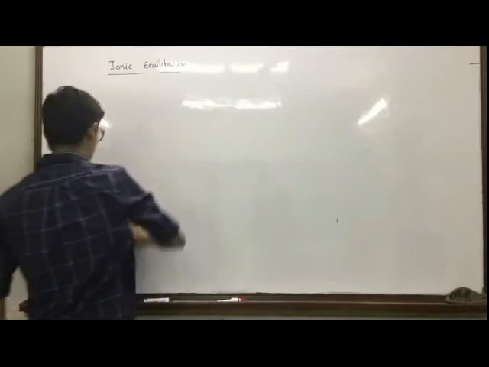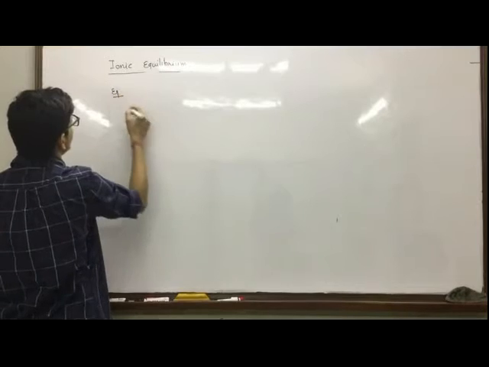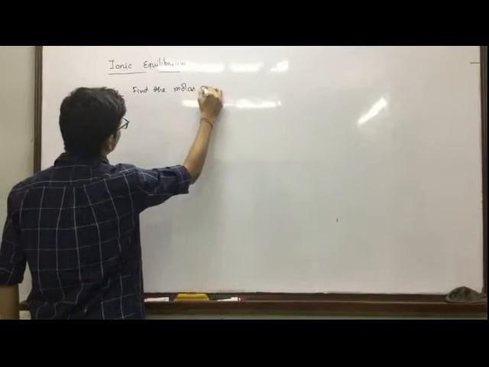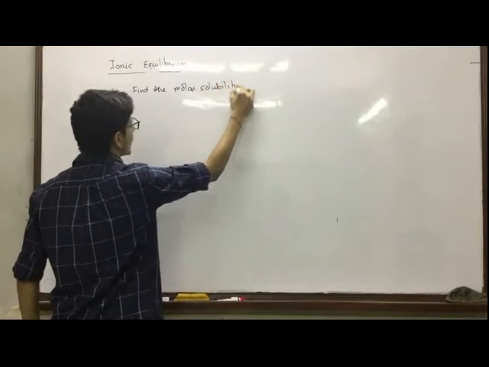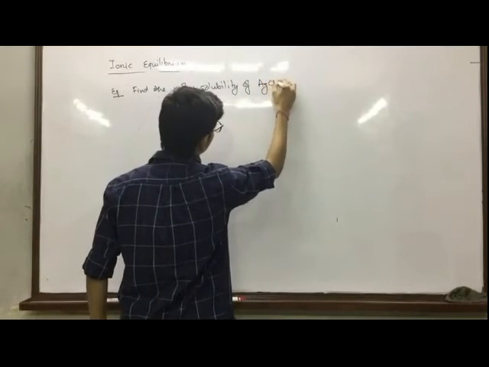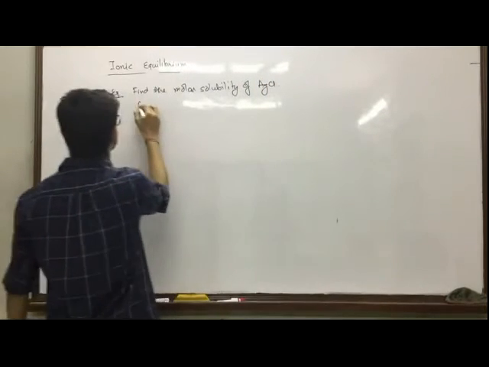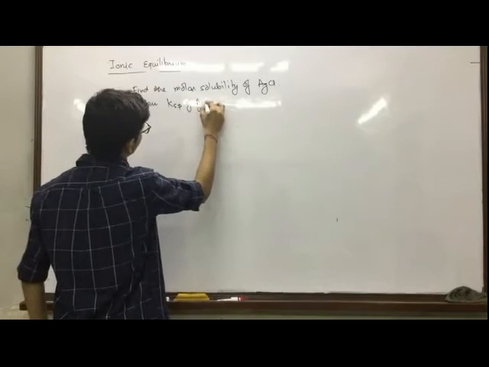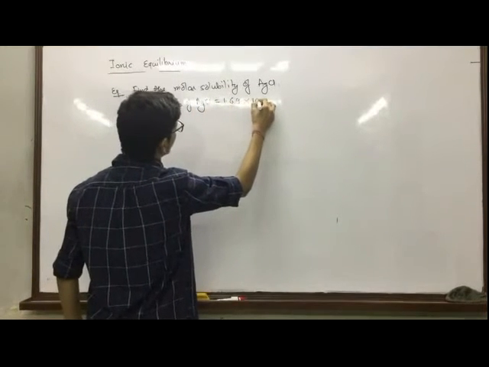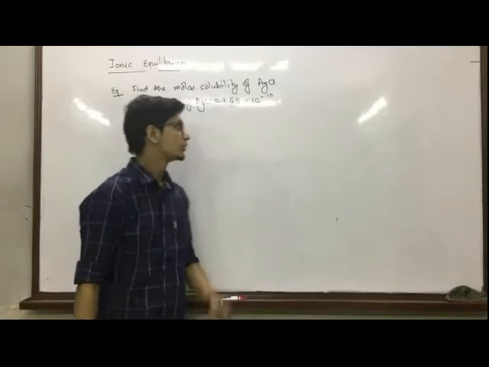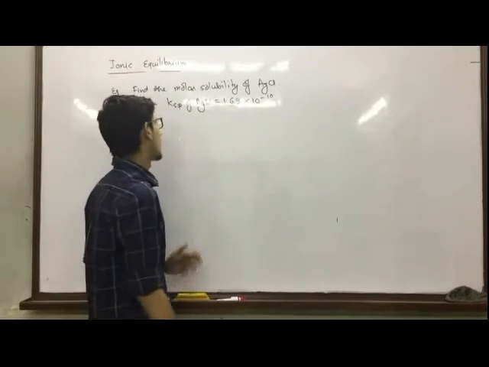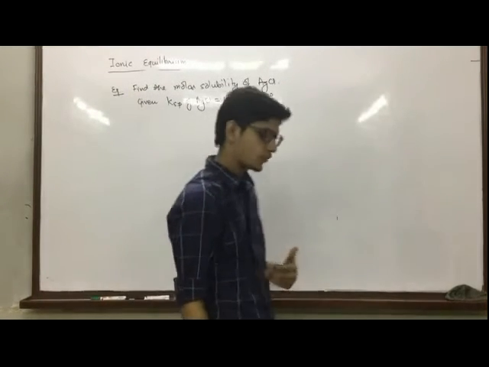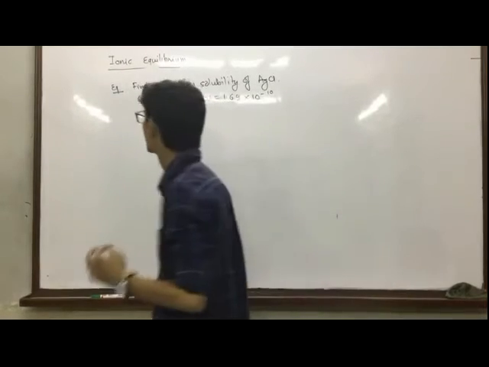So suppose we start with an example. Find the molar solubility of AgCl, given Ksp of AgCl is 1.69 into 10 to the minus 10. Okay. So this is a question in which the molar solubility of AgCl is asked, and given that the Ksp of AgCl is 1.69 into 10 to the minus 10. So how we are going to approach this question? So basic simple question we are going to see.